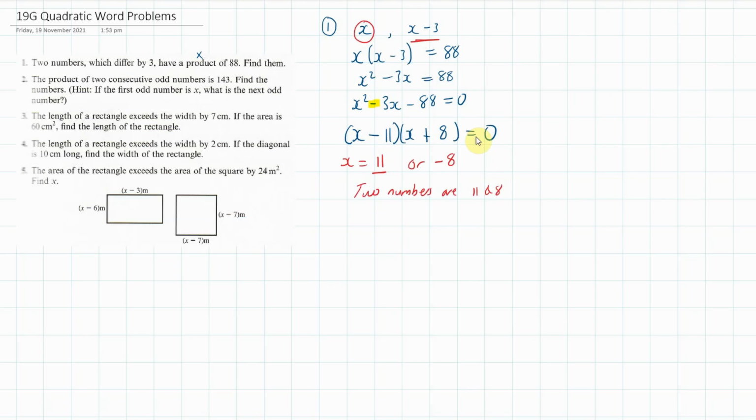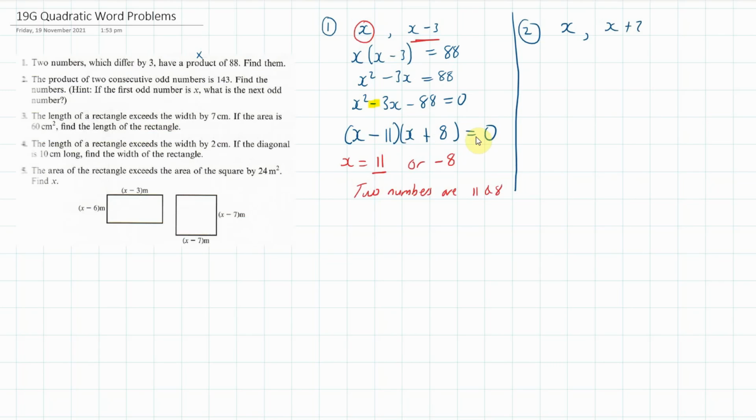Now let's think about question 2. In question 2, what do we know? The product of two consecutive odd numbers. Now think about your odd numbers. 1, 3. Consecutive means next to each other. 5. And you can see that they go up in 2s, right? Every odd number is 2 apart from the previous one. So we can write our first odd number is x, and our second number is x plus 2.